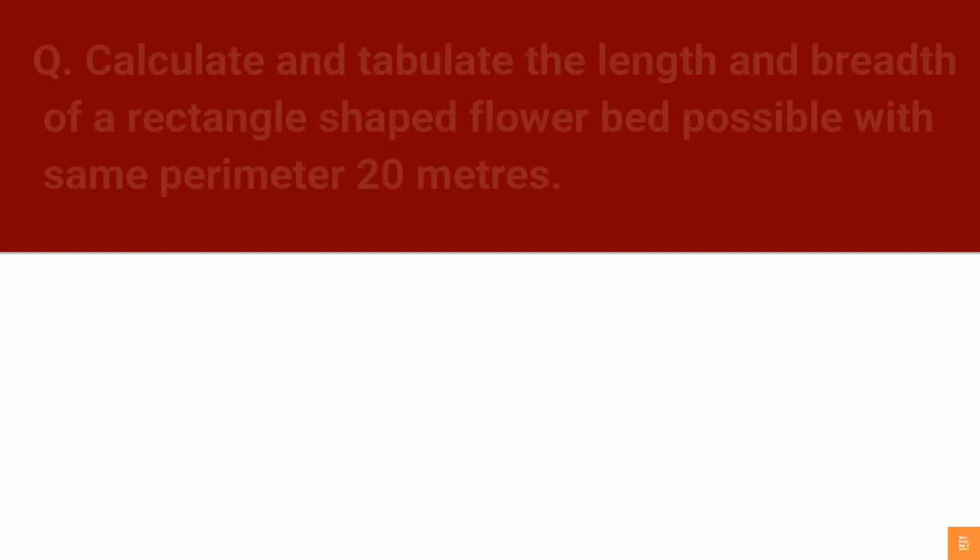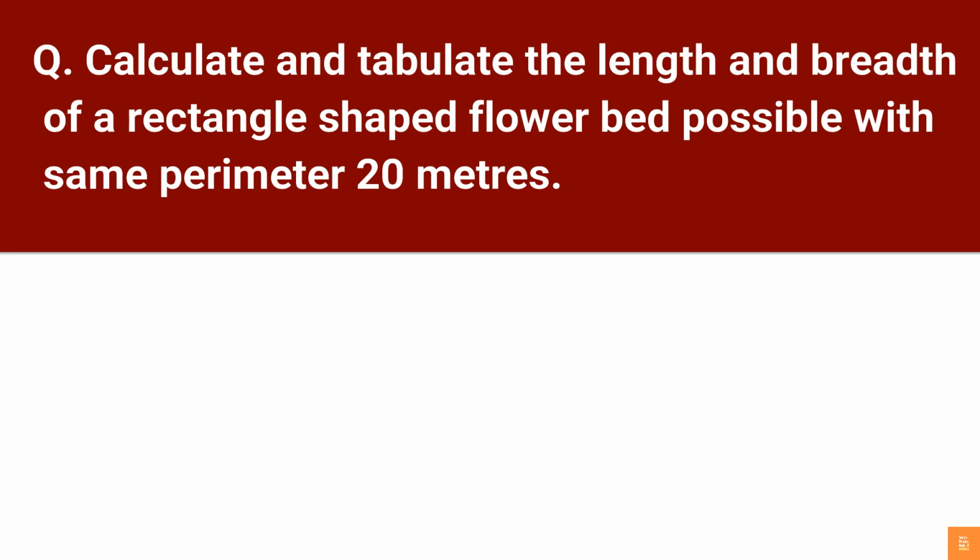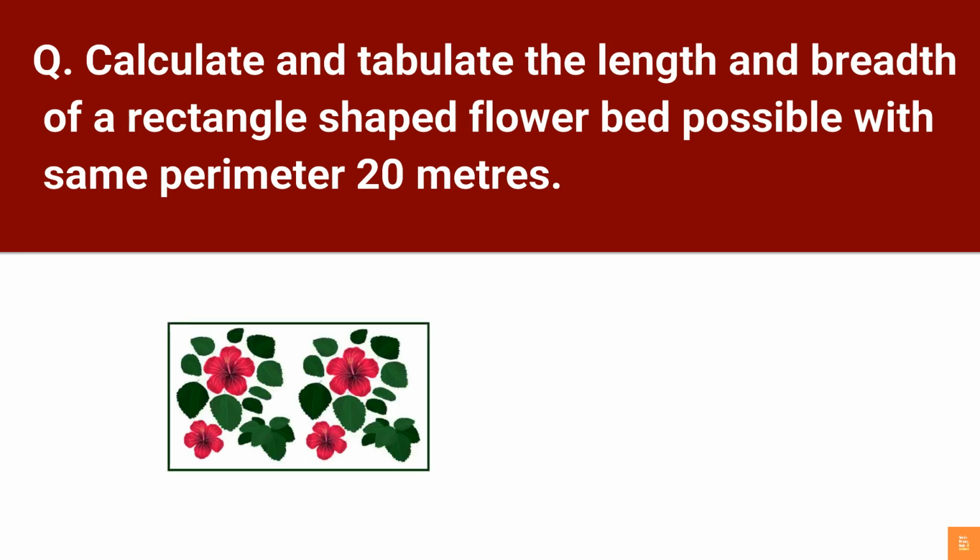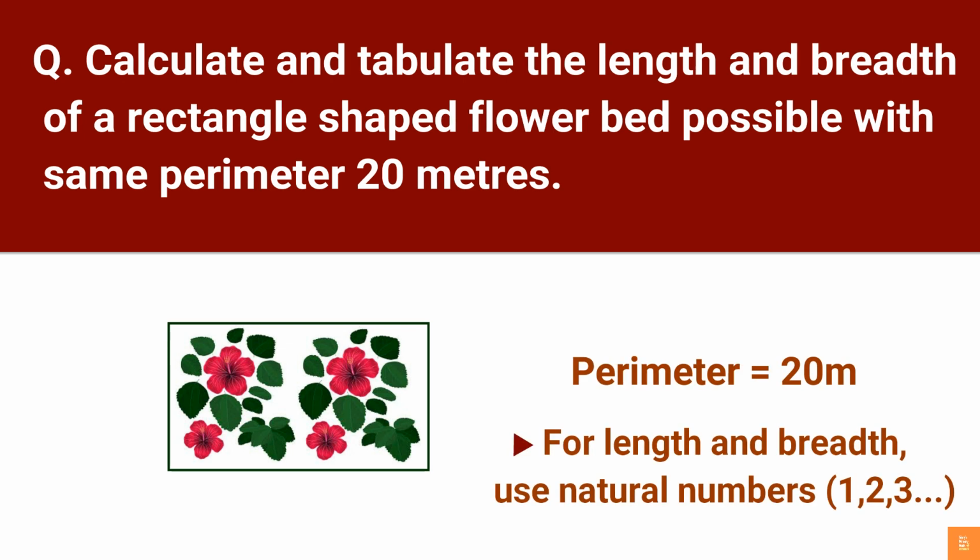Let us introduce children how to solve a problem in a real life situation by comparing quantities in a systematic way. For this activity, let us consider a simple word problem. Calculate and tabulate the length and breadth of a rectangle shaped flower bed possible with same perimeter 20 meter. Suggested to use natural numbers 1, 2, 3 and so on for length and breadth.